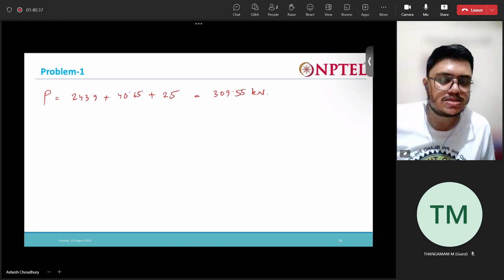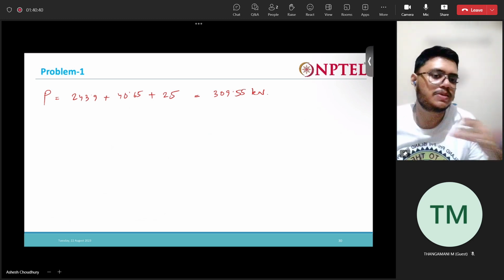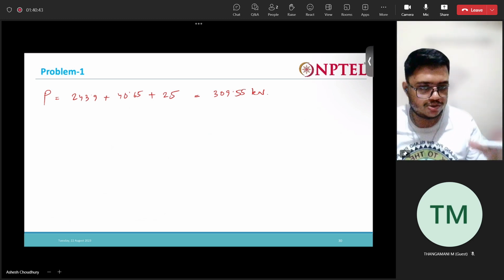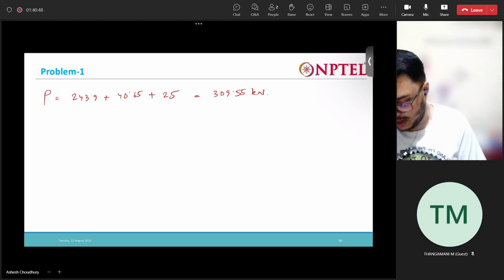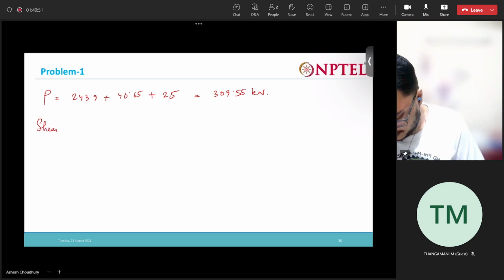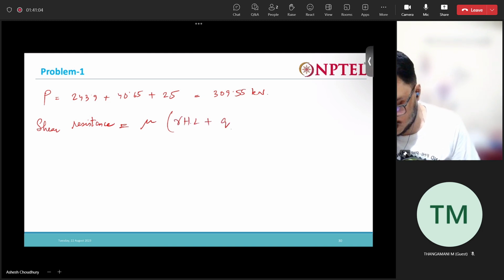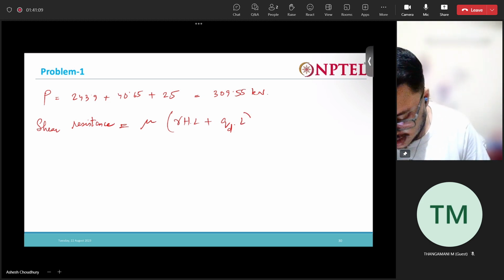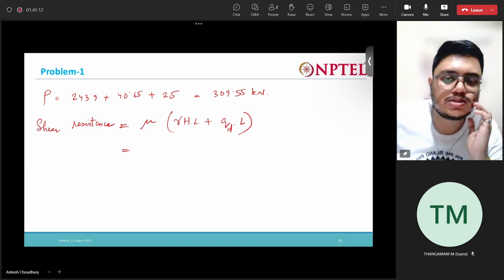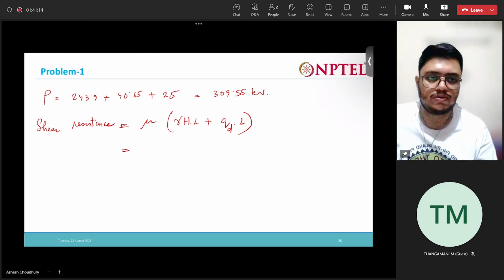Now what is the resisting horizontal force? This is nothing but the friction that is developed at the base between the reinforced soil block and the foundation soil, right? So you need to determine the shear resistance. Shear resistance equals mu, the friction coefficient, times the vertical load, gamma times H times L plus q_t times L. Live load, as we discussed, is not considered while we calculate the resisting forces, right?